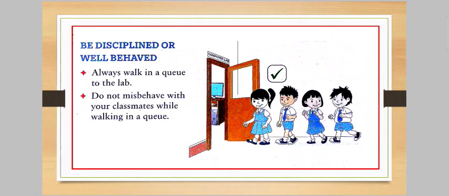Next is be disciplined or well behaved. Here you can see picture number 1. When you walk into the computer lab, go one by one, and also do not misbehave with each other. They are all your classmates, so do not misbehave with each other.